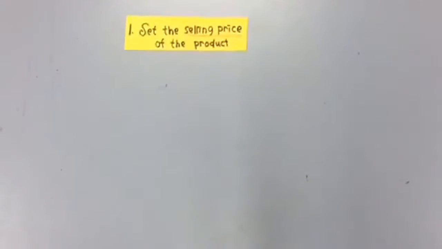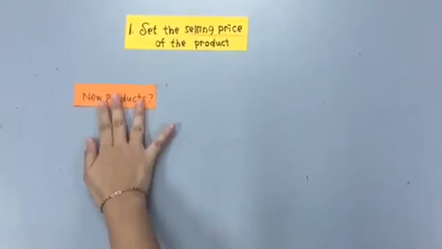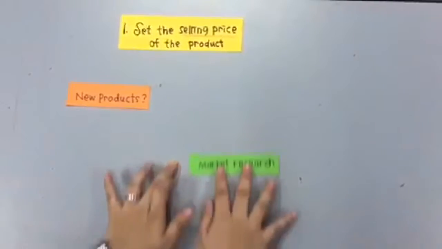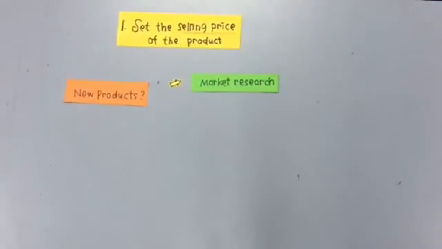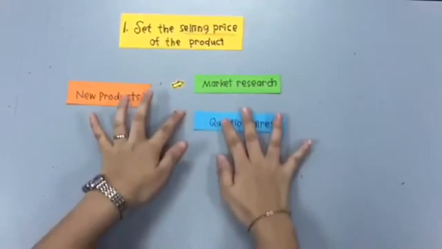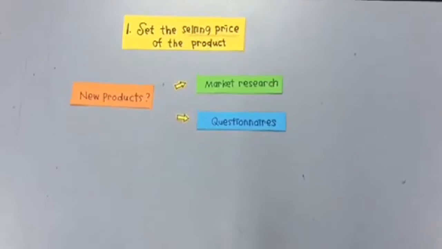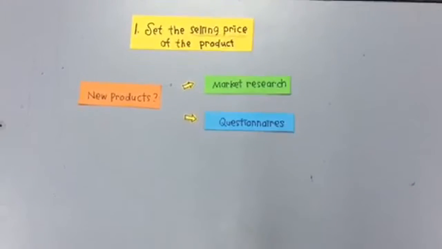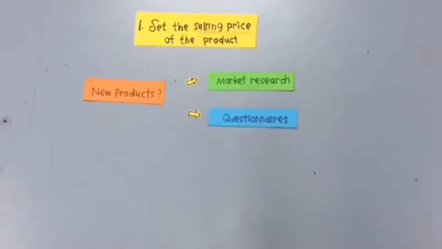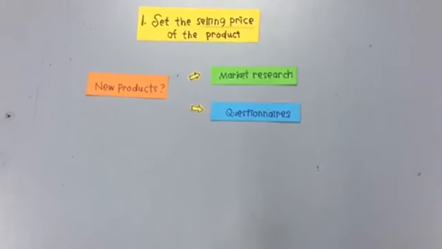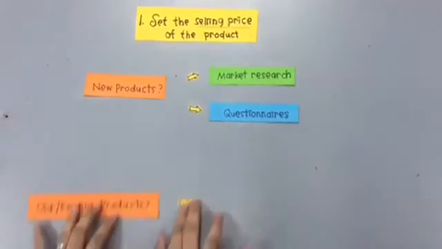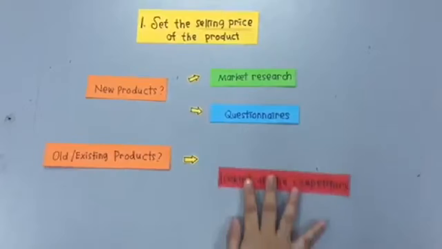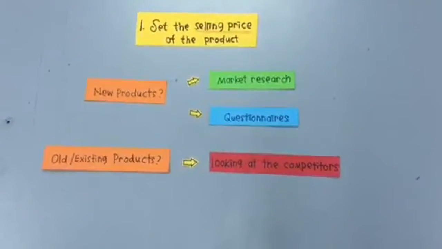In order to set the selling price for new products, which are products not in the market yet, the company should do market research and give questionnaires to potential customers. The questions asked should consist of what the customer wants the product to be and what price they can afford to pay for the product. As for old or existing products, the company should look at their competitors' prices in order to set the selling price.